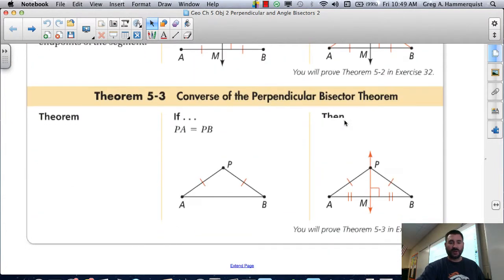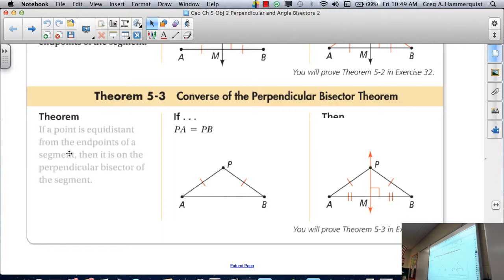This theorem also comes with a converse. And so the converse of this, again, we just switch the if and then. So we get this: if a point is equidistant from the endpoints of a segment, then it's on the perpendicular bisector of the segment. So we start the other direction now.